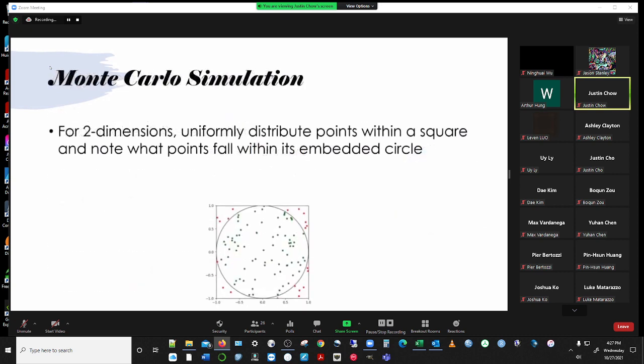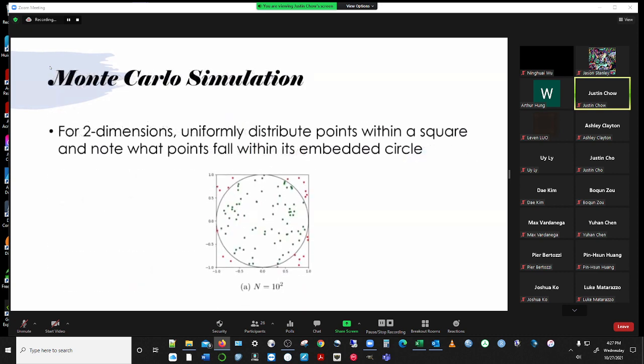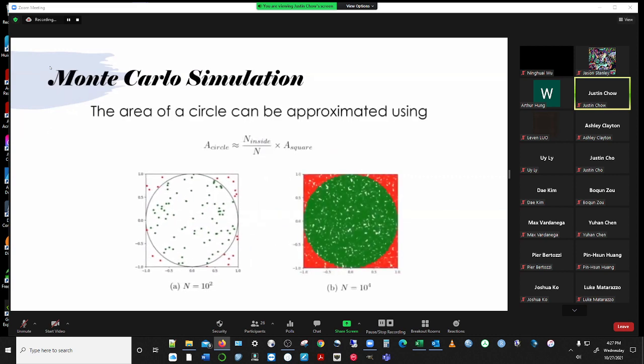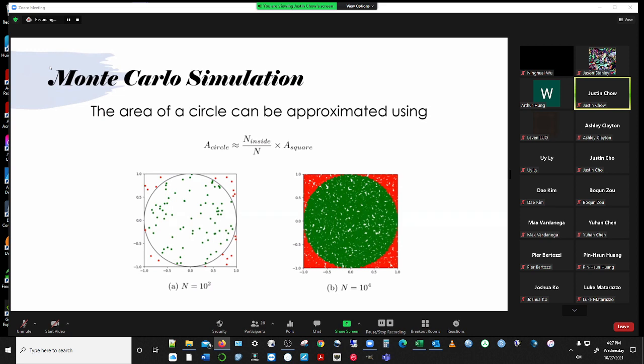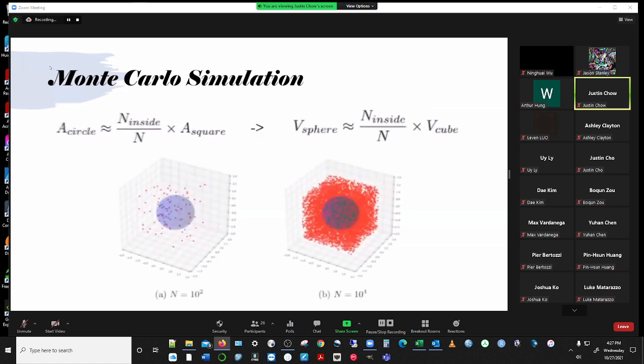In 2 dimensions, if we uniformly distribute points within a square and note what points fall within its embedded circle, as the total number of points n goes to infinity, the number of points inside the circle, n inside, divided by total points n, is equivalent to the area of the circle divided by the area of the square. Thus, using this equation, we can approximate the area of a circle. This idea can be extended to 3 dimensions.